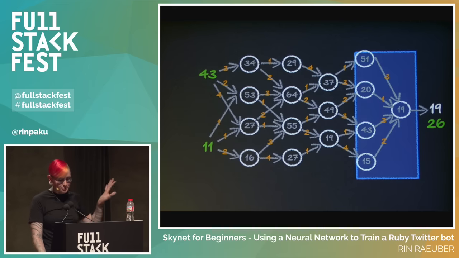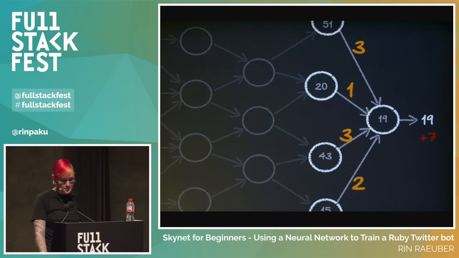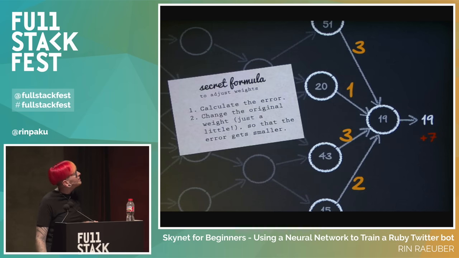Let's zoom in on that blue part for a second in the back of that network. Now that last neuron is looking at its predecessors and going like, hey guys, this didn't really work out. Maybe we can adjust these weights between us so that we can minimize the error and get closer to the result. And that's what we're going to do. Secret formula. We first calculate the error. I mean, that's what we've already done. The error is 7.